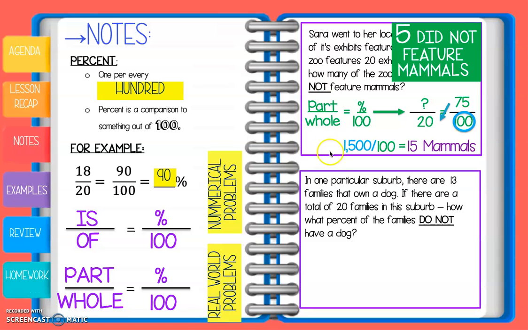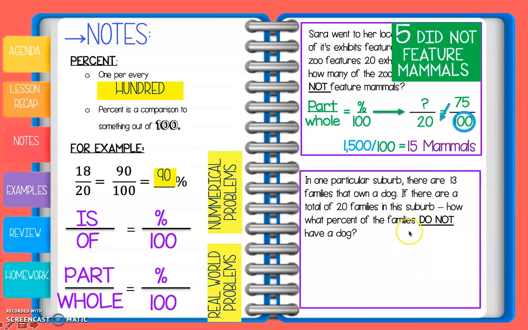All right, so let's take a look at this one. It says, in a particular suburb, there were 13 families that own a dog. If there are a total of 20 families in this suburb, what percent of the families did not have a dog? In our information here, we have all the families that do own a dog, but the question is asking, how many do not? So at the end, we're going to have to do some math.